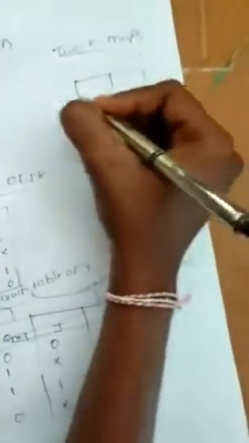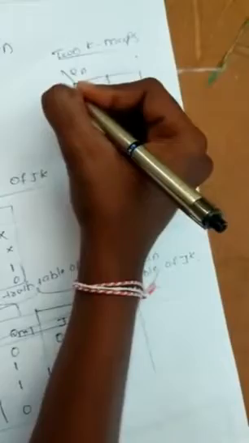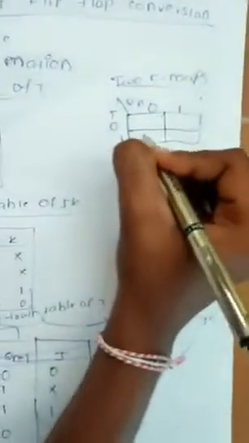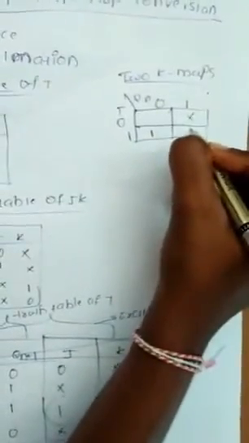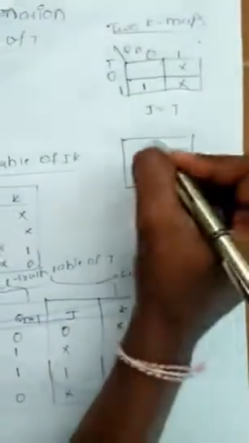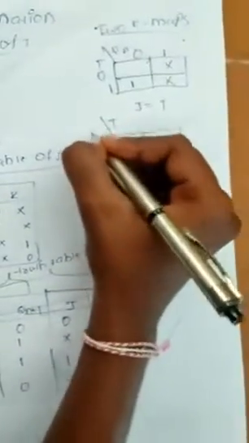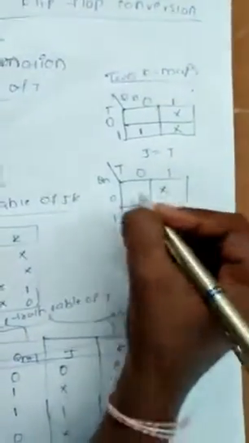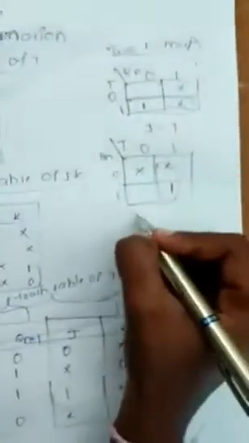First the K map for J. This is a 2 variable K map, with Q of n and T, 0 1 0 1. 1 is in the third place, so we take 1 in the third place, and the don't care in the fourth place. So J equals T. Next the 2 variable K map for K. Here 1 is in the fourth place, and the don't care in the second place. So K equals T. Both are T only, but we have to join them.